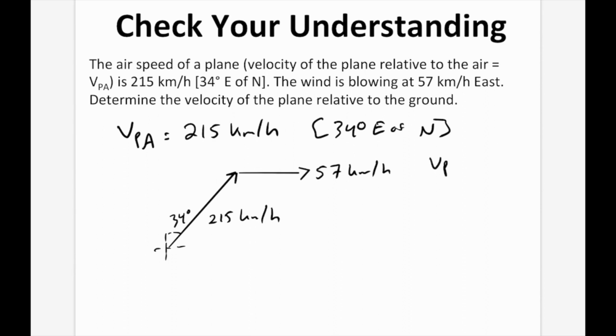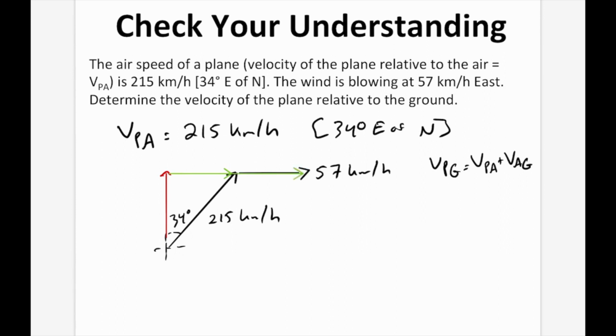So velocity of the plane relative to the ground is going to equal the velocity of the plane relative to the air plus the velocity of the air relative to the ground. So we need to add our vectors. So we need to break them into components like we were doing before. So we'll draw our verticals, and we'll use green for horizontal. And of course we have a green one there as well.